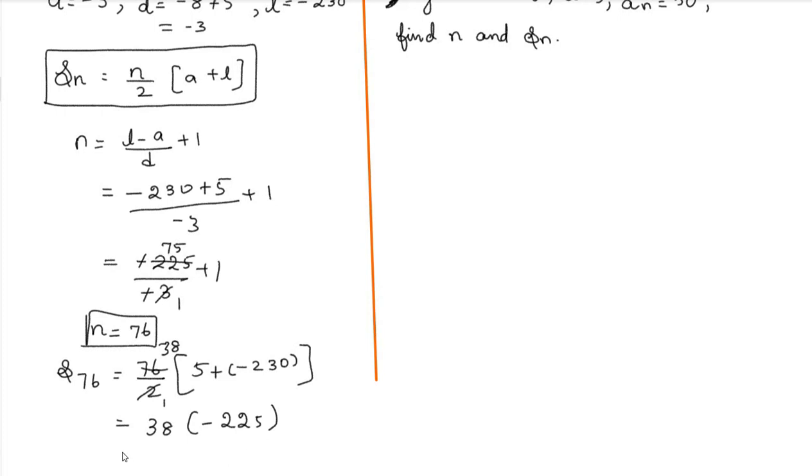So the answer I'll get: S76 is equal to minus 8,930. When we multiply, you will get minus 8,930. Do you understand? When the last term is given, we can use this formula, Sn is equal to n by 2 into (a plus l). To find n, we know the formula already: n is equal to (l minus a) by d plus 1. So we have to find n first and then we can apply it in this to find the sum of n terms when the last term is given.